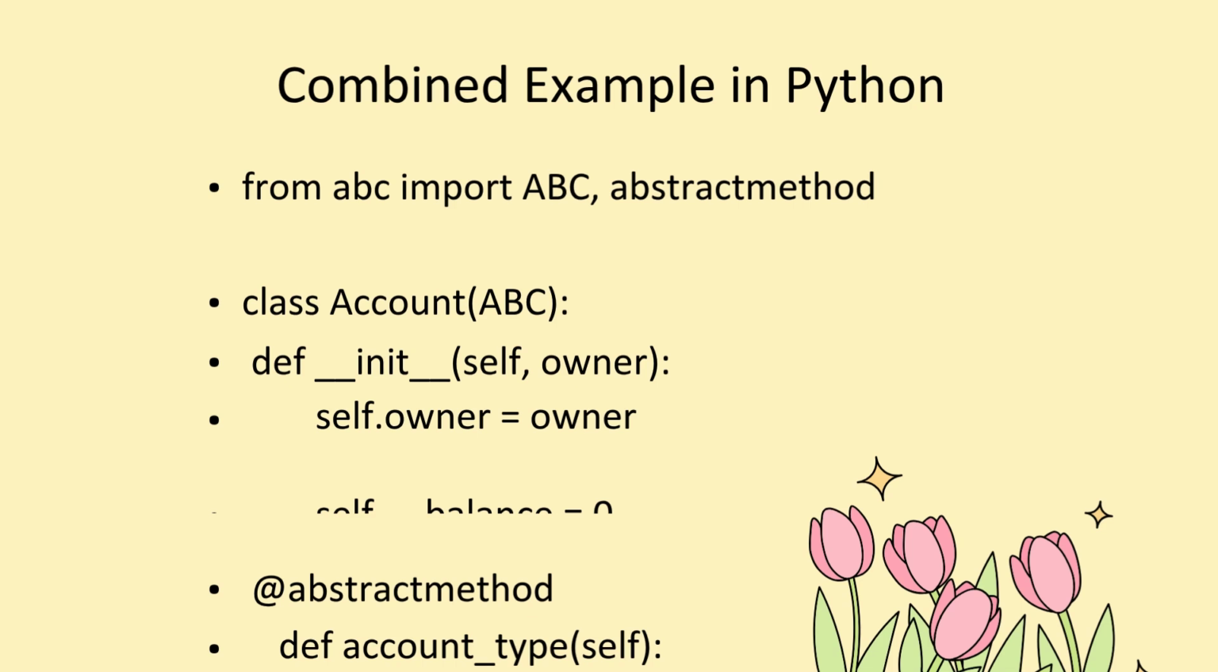Combined example. Here's a combined example where we use both encapsulation and abstraction. The account has a private balance, encapsulation, and an abstract method for account type, abstraction. Clean and secure code.